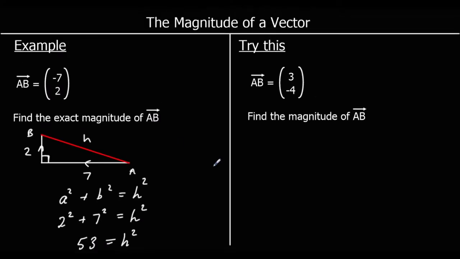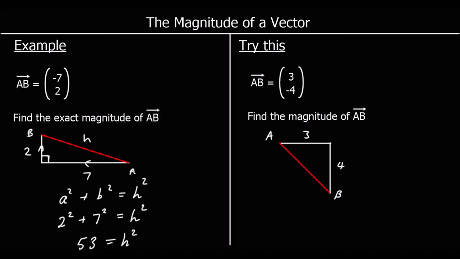Here's a question for you to try. So pause the video and give this a go. So we're told AB this time is (3, -4). So to get from A to B, we go right 3, down 4. So A to B, we go 3 to the right and 4 down. But the question is, what's the magnitude? So what's the length of this line?